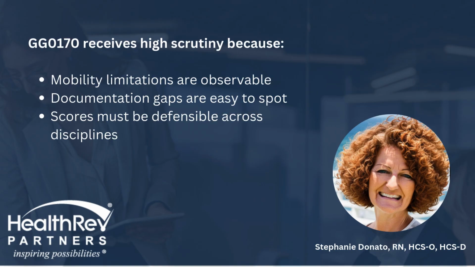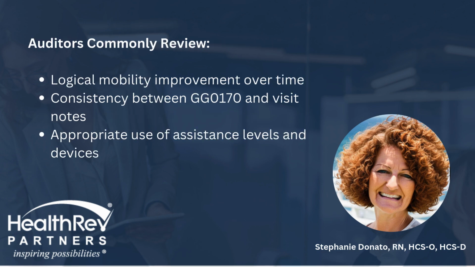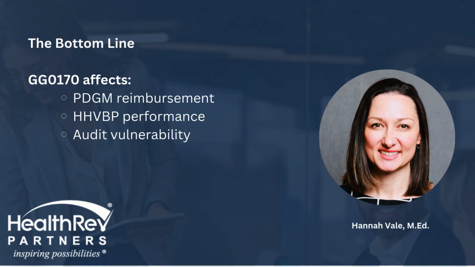GG0170 is a high scrutiny audit item because mobility limitations are observable and measurable. Documentation inconsistencies are easy to identify, and scores must be defensible across disciplines. Auditors frequently look for logical progression of mobility improvement, consistency between GG0170 scores and visit narratives, and appropriate use of assistance levels and devices. So here's the bottom line.